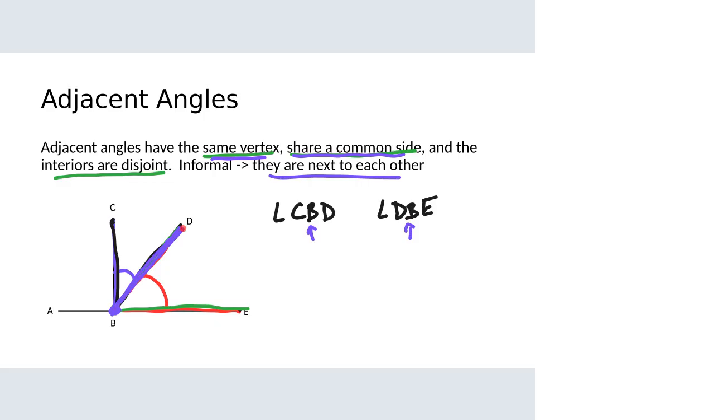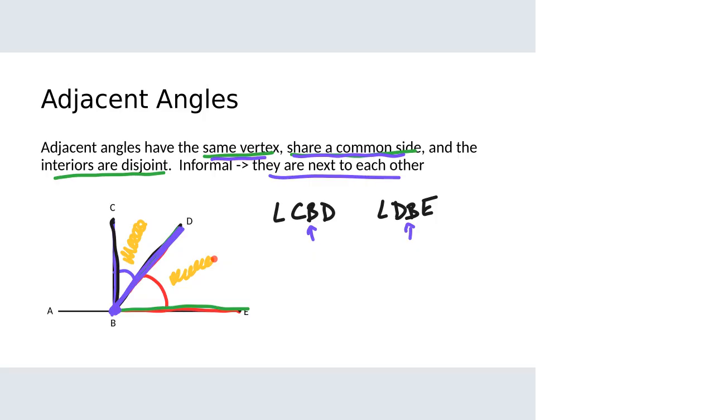And then the interiors are disjoint. And what that means is, well, the interior of CBD is totally separate from the interior of DBE. So that's what adjacent angles are. So when we talk about adjacent, that's what we mean.